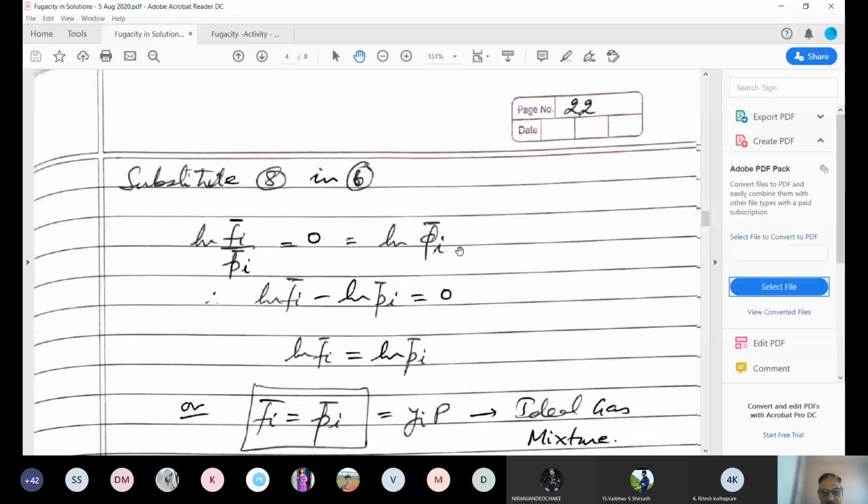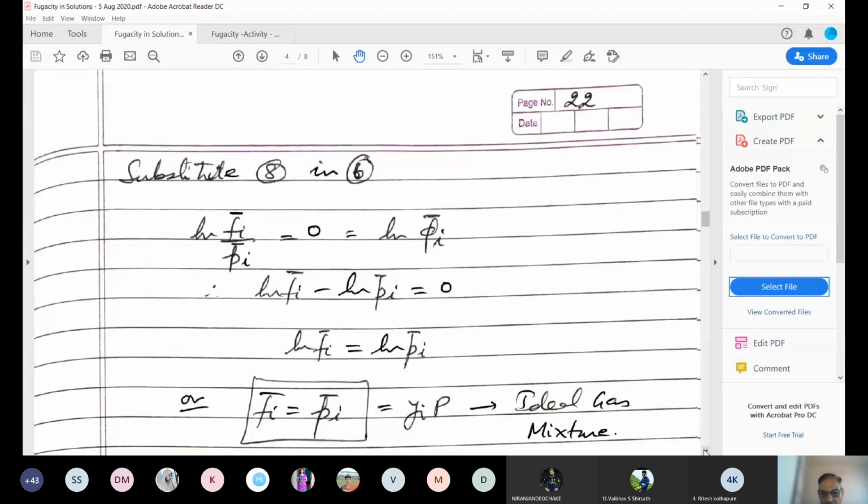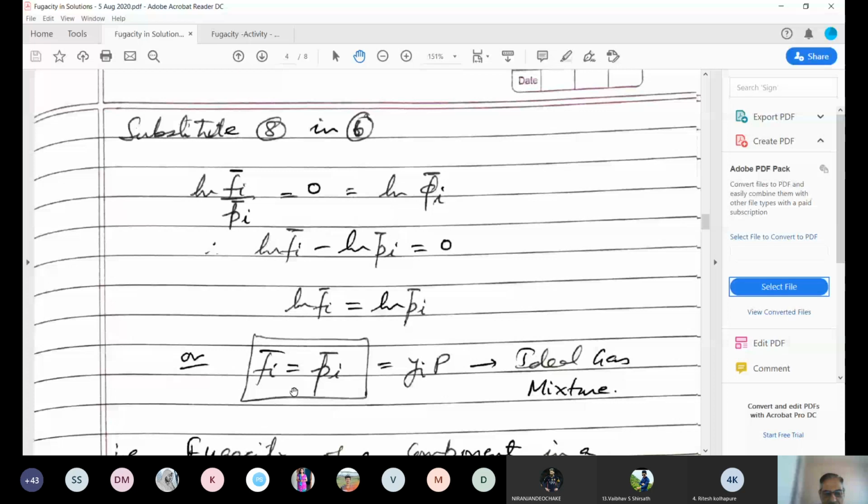So this is 0. That is nothing but ln of Phi bar, and that is equal to ln of Fi bar minus ln of Pi bar is equal to 0. That means ln of Fi bar equal to ln of Pi bar. That means Fi bar is equal to Pi bar. Right? This is what we have. We start with definition, but you can show it this way also. That means for ideal gas mixture, the fugacity of component I in solution is nothing but its partial pressure, which is equal to mole fraction into total pressure. This is by definition, but now we have shown it from equation that this is applicable for ideal gas mixture.